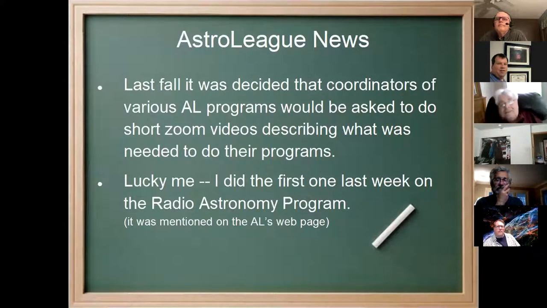Then in Astronomical League news, last fall, Dan and I are both on a list, and we get information from the Astronomical League. A lady who likes to get other people to do work said that the AL program coordinators should do a little video to describe what goes on in the programs they do. I do 3 programs, and this month on the Astronomical League webpage, it's mentioned that it's dedicated to the 75th anniversary of the AL, and Bill Bogardus was really important, and he died about 2 years ago, and radio astronomy was wonderful.